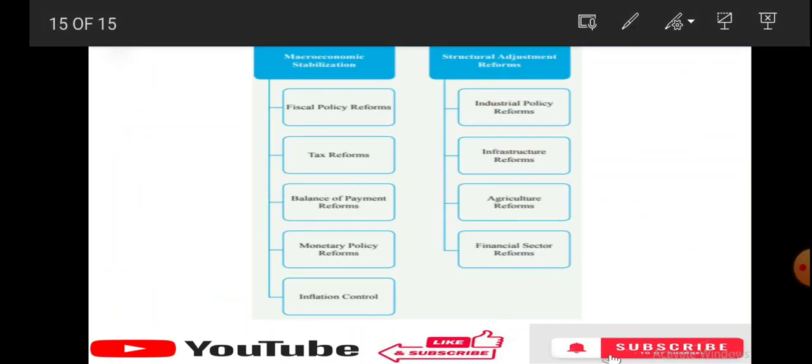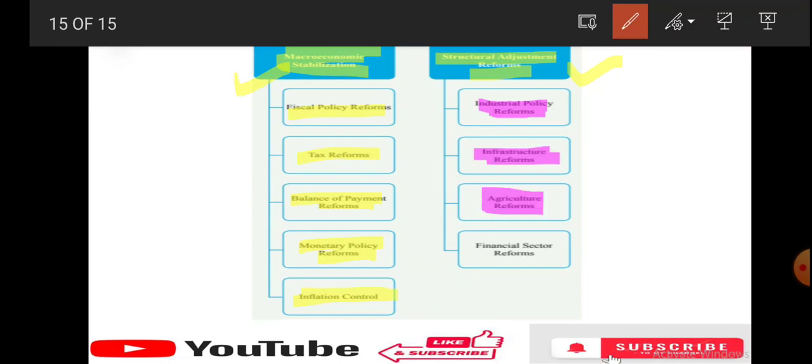Next, this is our last topic in this unit, which is macroeconomic stabilization and structural adjustment reforms. In macroeconomic stabilization, we have fiscal policy reforms, tax reforms, balance of payment reforms, monetary policy, and inflation control. And in structural adjustment reforms, industrial policy reforms, infrastructure reforms, agricultural reforms, and financial sector reforms.